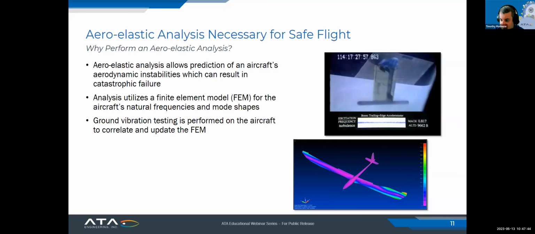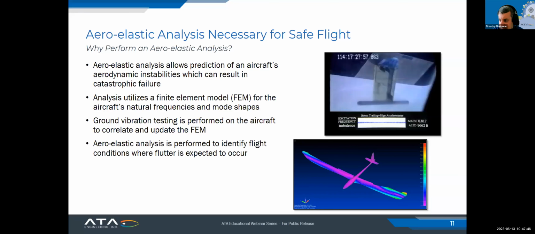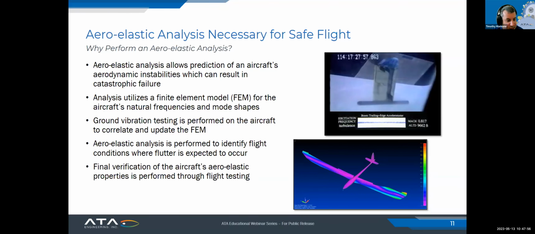Once we're confident in our model, we're going to do an aeroelastic analysis to identify the flight regions where flutter is expected to occur. And then finally, we're going to verify that analysis by doing flight testing, measuring our frequencies and damping, those aeroelastic properties, and confirming our analysis.